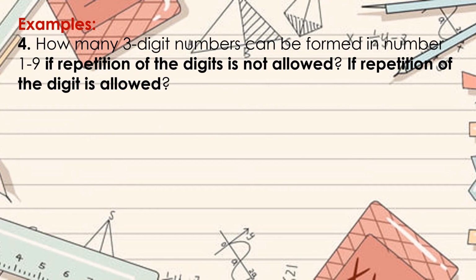Example number 4. How many 3-digit numbers can be formed in number 1 to 9 if repetition of the digits is not allowed and if repetition of the digit is allowed? So, mayroon tayong dalawang conditions. Gagawa tayo ng 3-digit number na kukunin natin from numbers 1 to 9. So, ilan yung possible na mabuo natin na 3-digit number from 1 to 9 na kailangan hindi mauulit yung number. At pwede rin maulit yung number. So, yan yung ating dalawang problem.